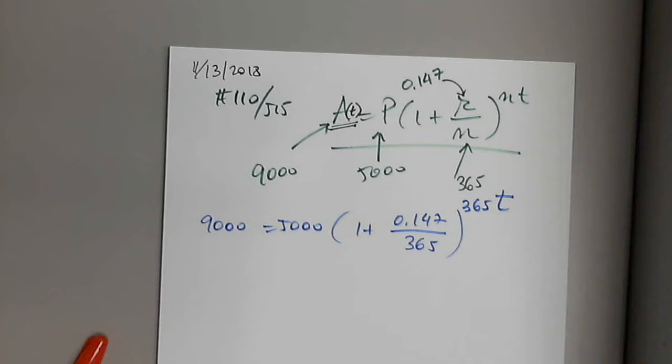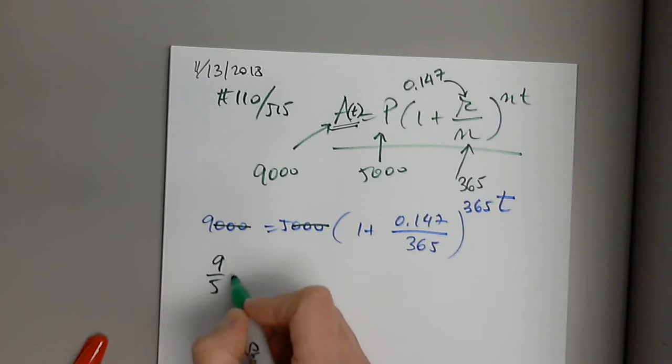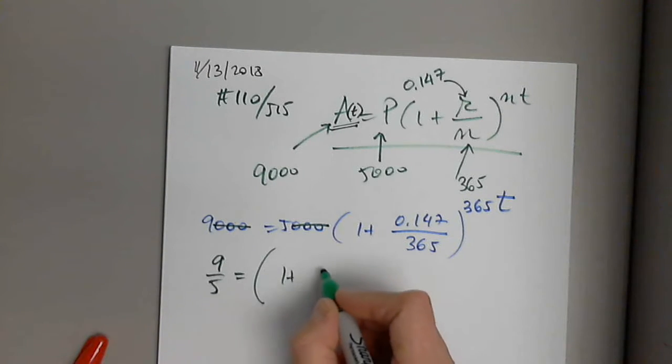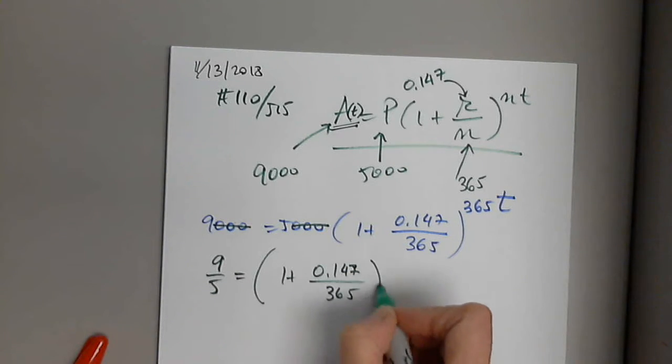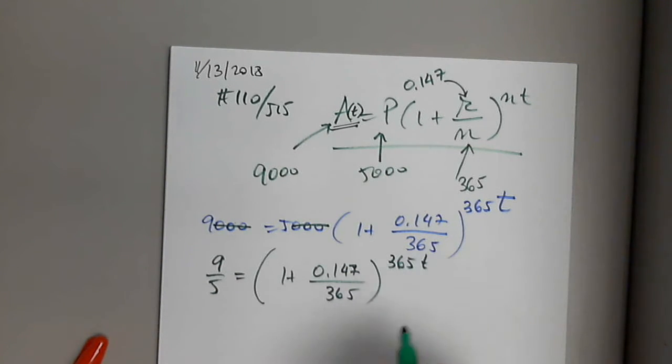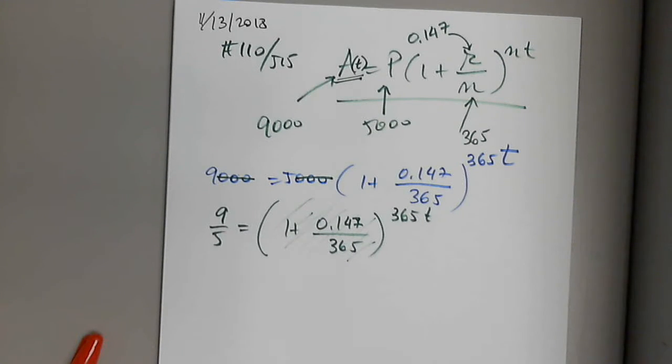So, divide by 5,000. Absolutely. Thank you. 9/5 equals (1 plus 0.147 over 365) raised to 365t. Yes, you can simplify this and come up with a number. Don't. There is no need to do anything here. Yes, I know we can use the calculator and add 1 plus 0.147 over 365. Don't worry about it.